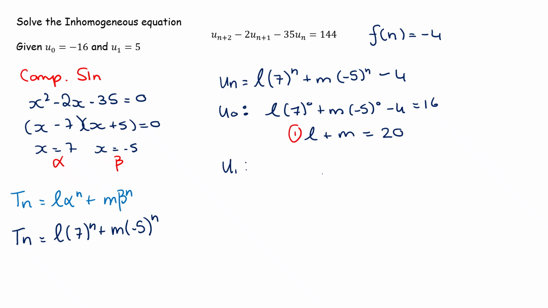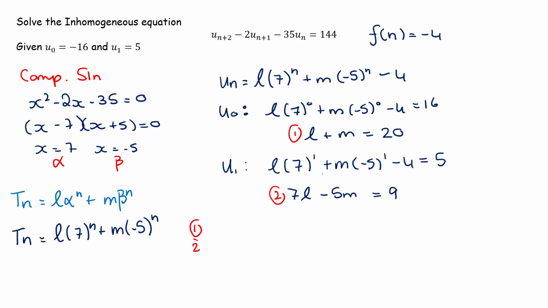So then we have U1, which is going to be L times 7 to the power of 1 plus M times minus 5 to the power of 1 minus 4, and that equals 5. So that gives us 7L minus 5M equals 9, and that becomes equation 2. So let's see if we have enough room to solve this. For equation 1, I'm actually going to multiply it by 5, so we can work this through nice and quickly. So we have 7L minus 5M is equal to 9.